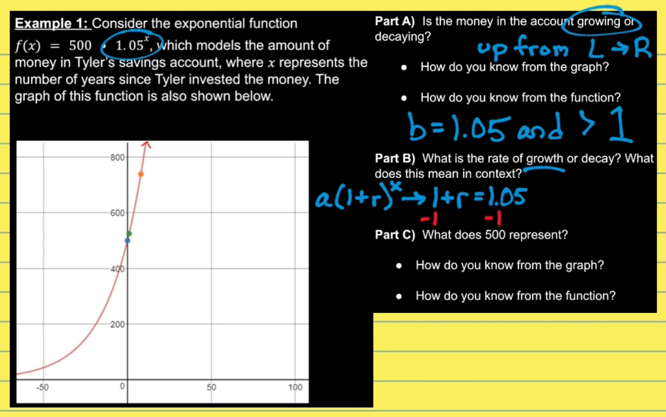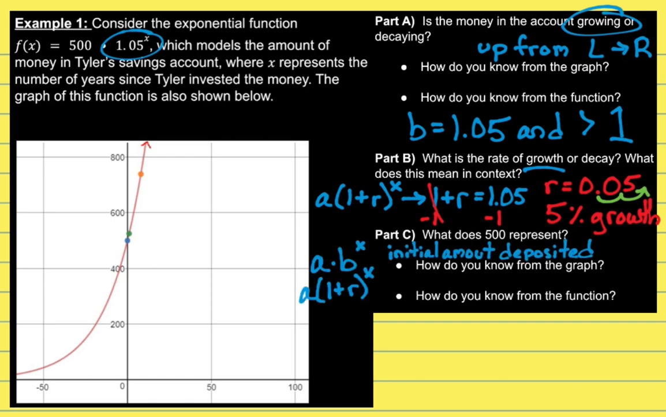Well, just solve for the R variable by doing inverse operations. Taking away 1 from both sides leaves you with R equals 0.05. We do have to additionally put this answer into percentage form, which you can easily do by moving the decimal point 2 places to the right, making it 5%, which is the answer.